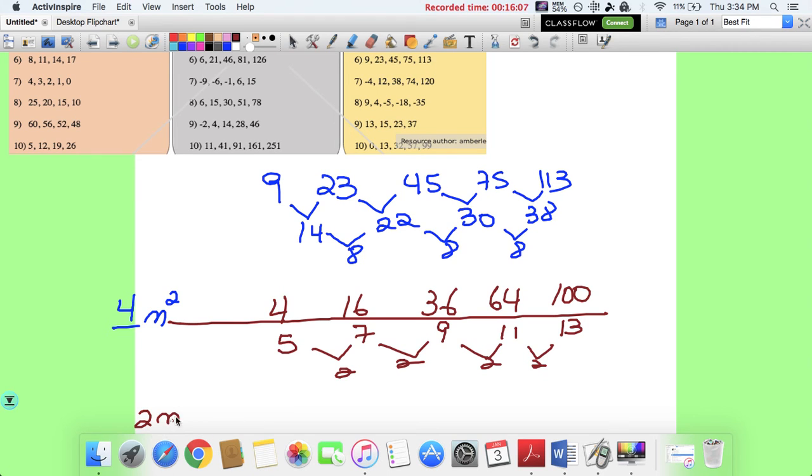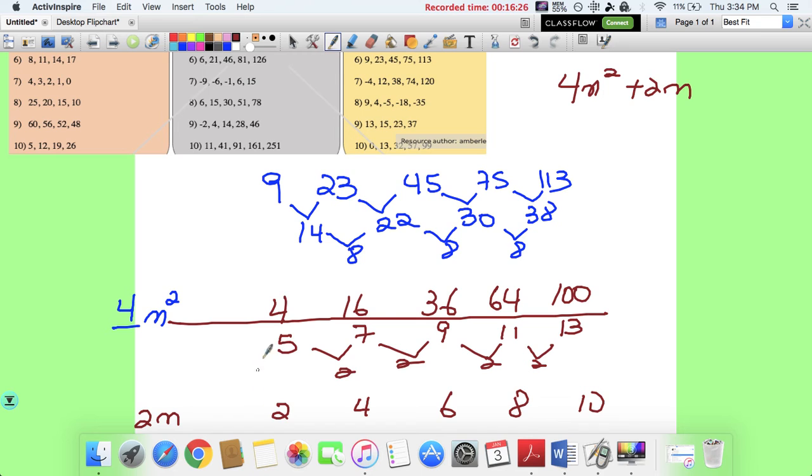And a 2n sequence, if n equals 1, it's 2 times 1, which is 2. If n equals 2 it's 2 times 2, which is 4. So 6, 8, 10. A 2n sequence goes like that. So far I have 4n squared plus 2n. Now, is the 2n enough to get what we want?